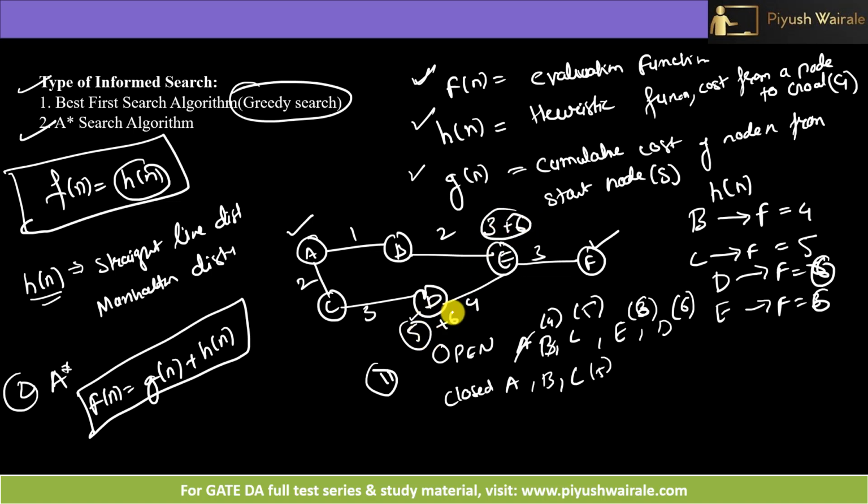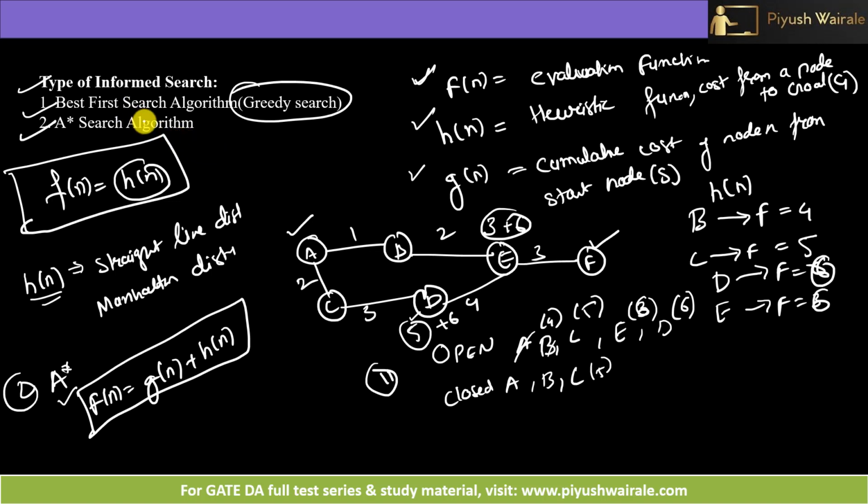Okay, so 9 or 11, which one is less? So this is 9, so it will go by this particular route. We'll discuss the A star search algorithm in detail in the next video, but our focus is on greedy search in this particular video. I hope you understand this particular scenario.